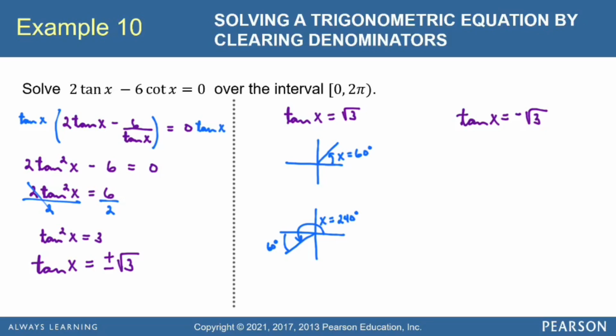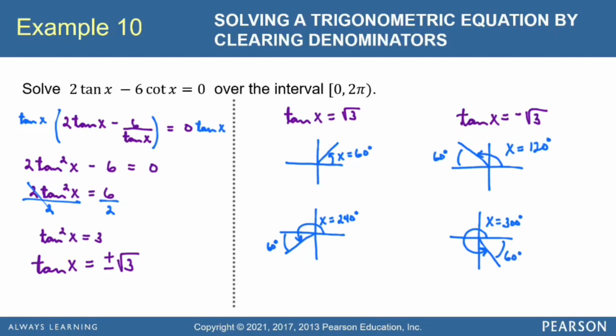Then when tangent of x equals negative square root of 3, we will get a quadrant 2 solution and a quadrant 4 solution. And again, they will each have a reference angle of 60 degrees. That would make the quadrant 2 solution 120 degrees, and that would make the quadrant 4 solution 300 degrees. Now we're supposed to state these solutions in radians, so now let's convert each solution to radians.